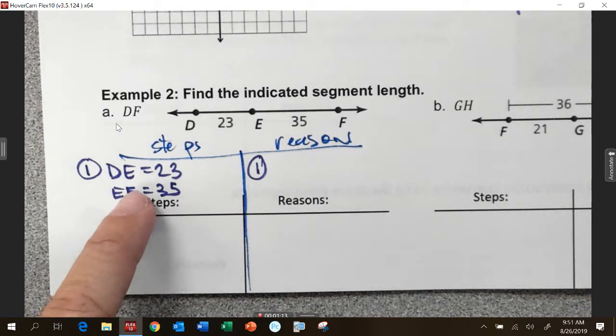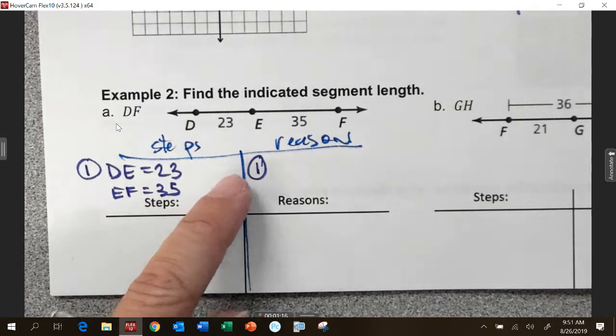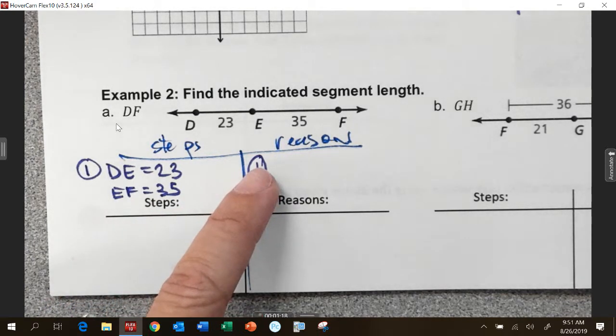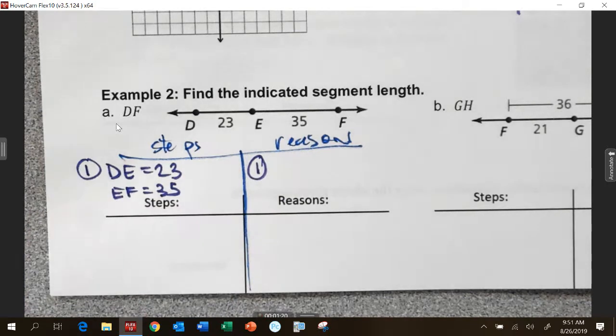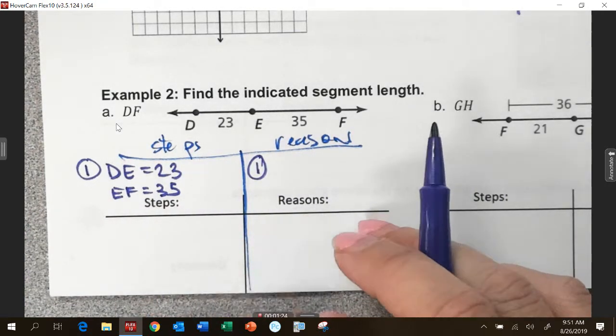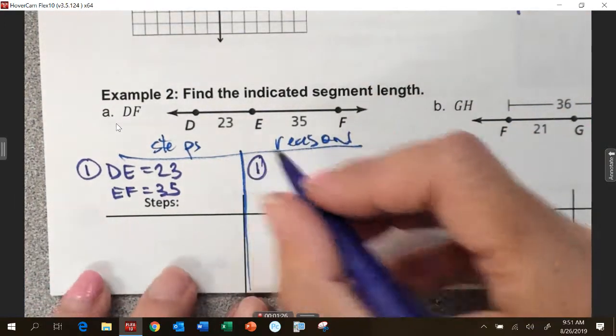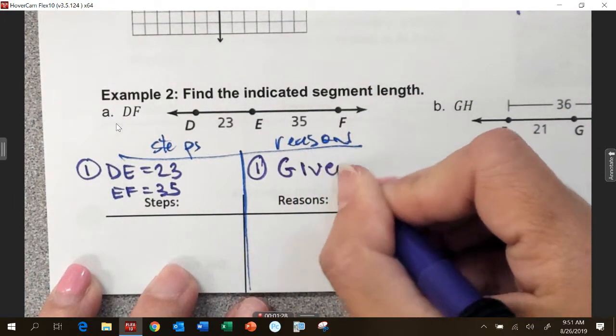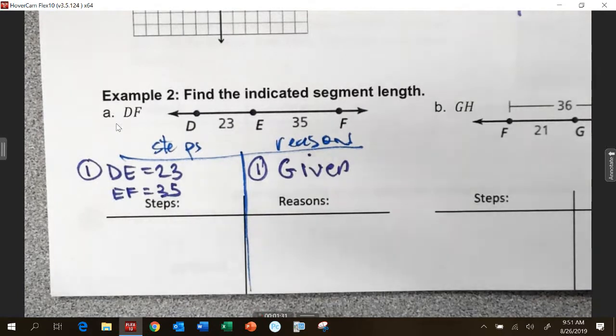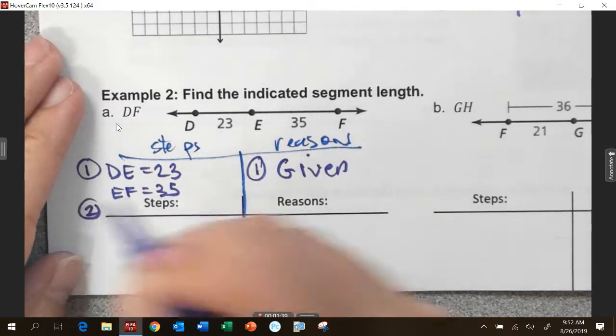Tyler, do you know why DE is 23 and EF is 35? Do you know why? Because it says it. So we have a reason to write on this side that sounds nicer than because it says it, right? And it's called given. So if the answer is written right there, then you just write given because that information was given to you. Step 2.